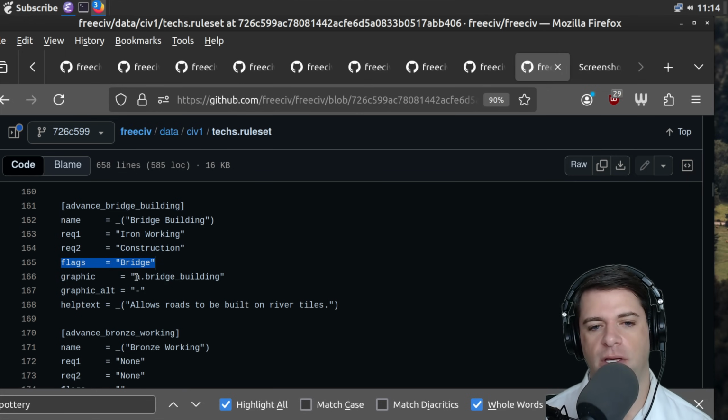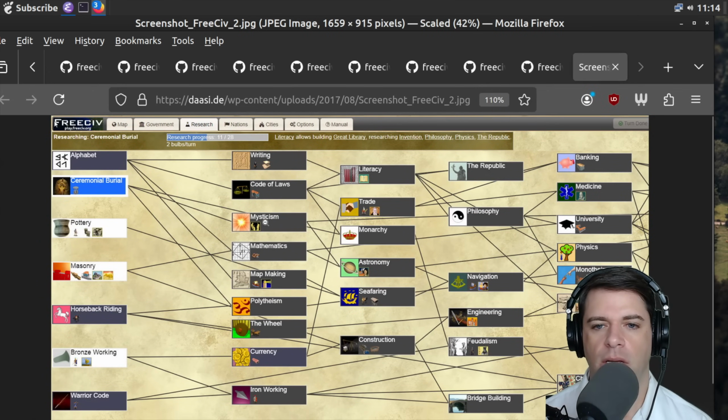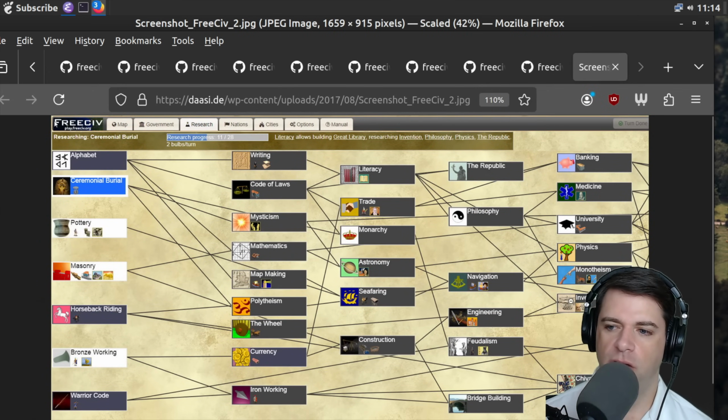And then the graphic, this is presumably going to load a graphic called a/bridgebuilding.png or something along those lines. And then the graphic alt is just a dash. I don't know what that means, but that's what it says. So bridge building is maybe one of these, or this is research.